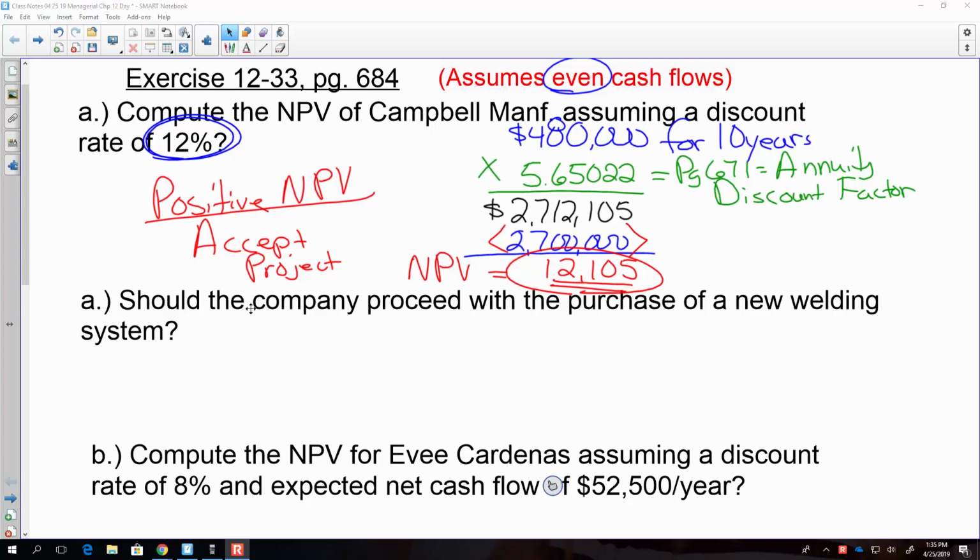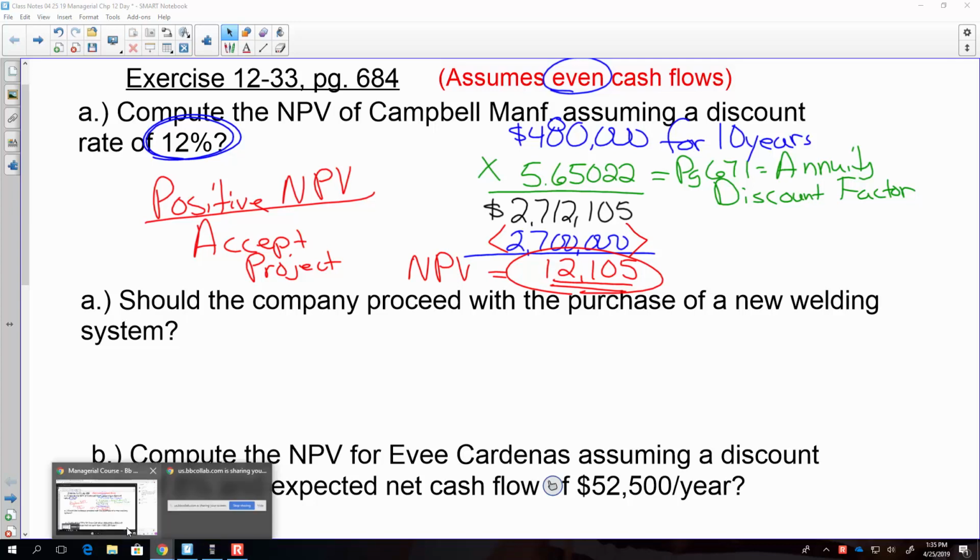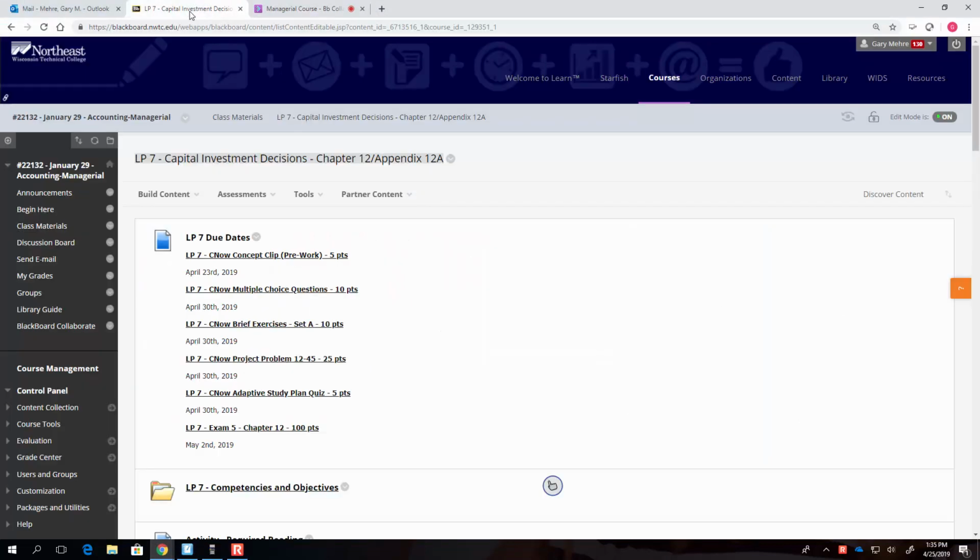Just as a review of due dates, please be aware that Tuesday are the due dates for the assignments. So just be aware of that. And we also are going to talk about problem 45 today. That's your 25-point problem. I'm going to give you some pointers on that as well as we go through our discussion here.